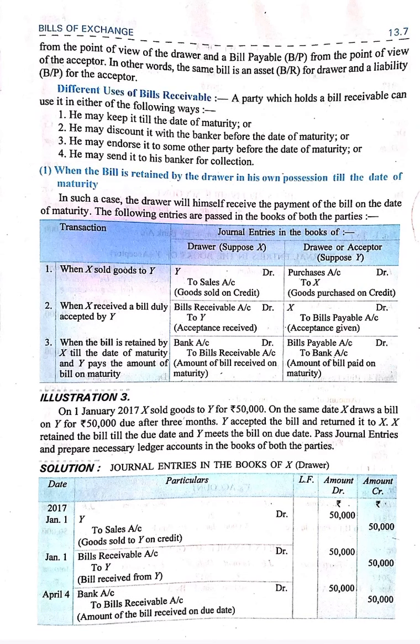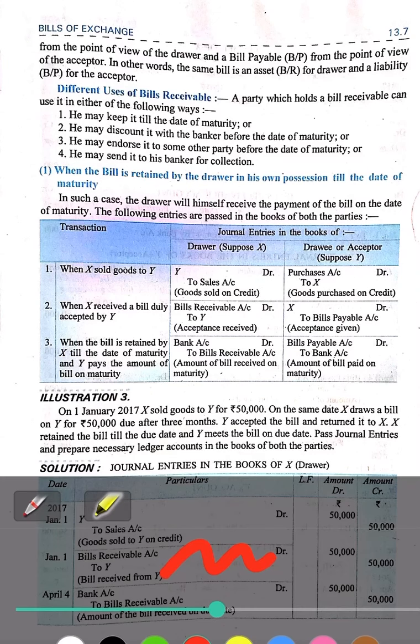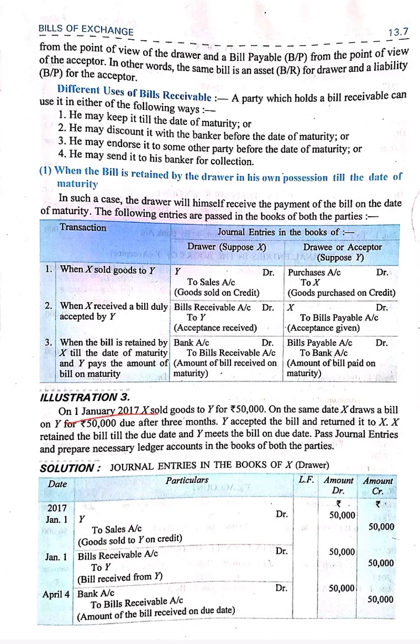Let's see the illustration number three. On 1st January 2017, X sold goods to Y for 50,000. On the same date, X draws a bill on Y for 50,000. Y accepted the bill and returned it. Okay, very simple. First of all, let's do the entries in the books of X.